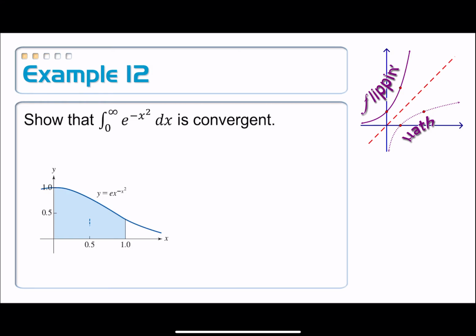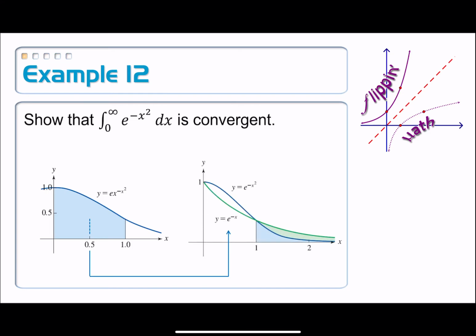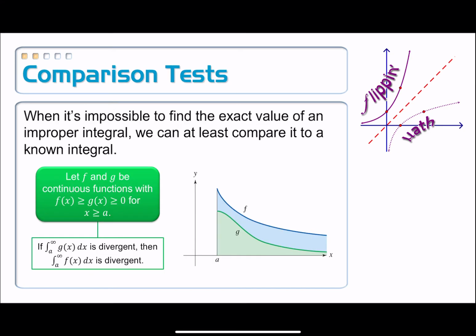Anyway, we're going to compare it to something that we know converges. I'm pretty sure that we did this graph in a previous exercise: e to the negative x. And notice that the one that we're looking at here, which is e to the negative x squared, is not always underneath the green function, which is e to the negative x. But that's okay, because it is always underneath it to the right of 1. And that's all we needed to be true for this particular comparison test.